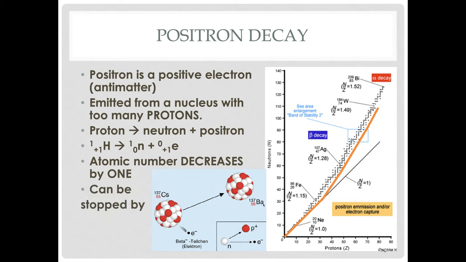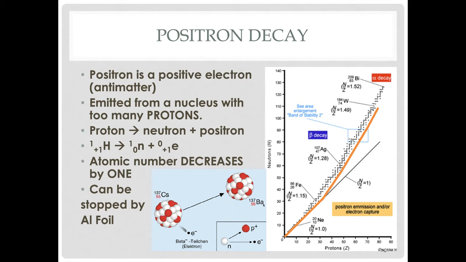And this can also be stopped by metal foils. It does not take much to stop. Now, any of these radioactive decays can be accompanied by the emission of high-energy light. I'm not talking about just ultraviolet. Ultraviolet is high-energy light, but ultraviolet has nothing on this stuff.